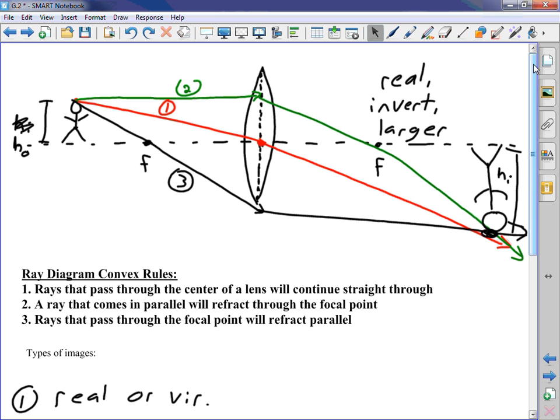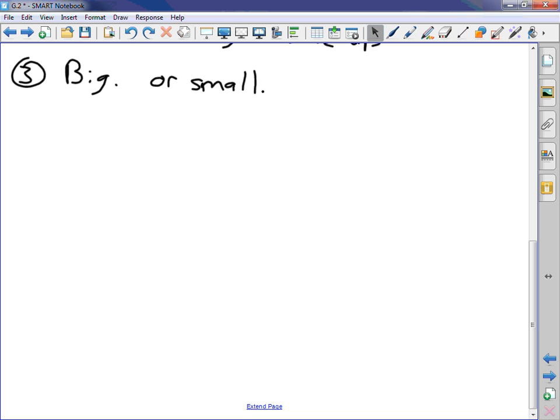Now, let me talk about real versus virtual. Real occurs whenever all the light rays intersect. So here they're actually really intersecting at a location. Okay. Virtual happens whenever you have to trace things back. So let me do an example of that here really fast.